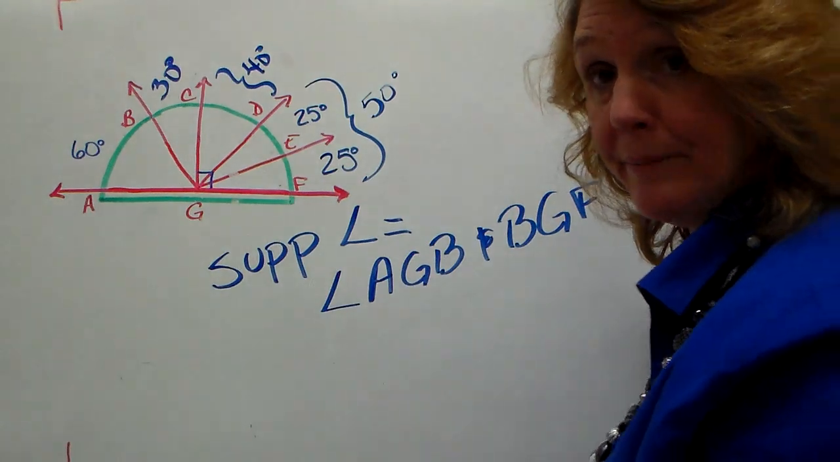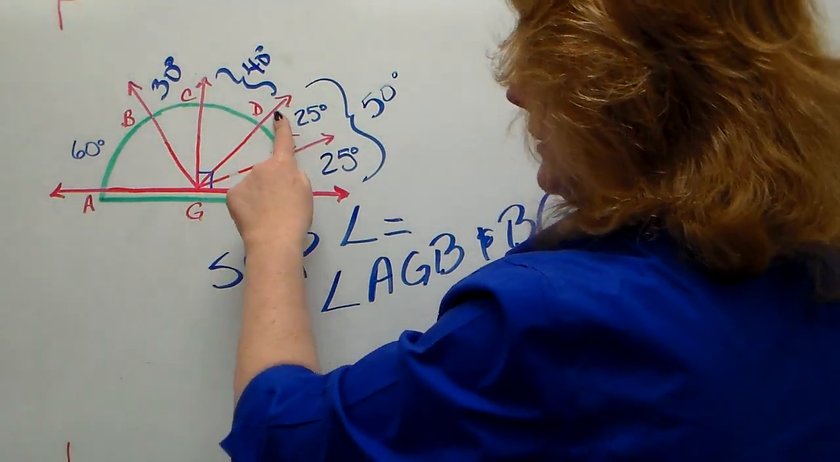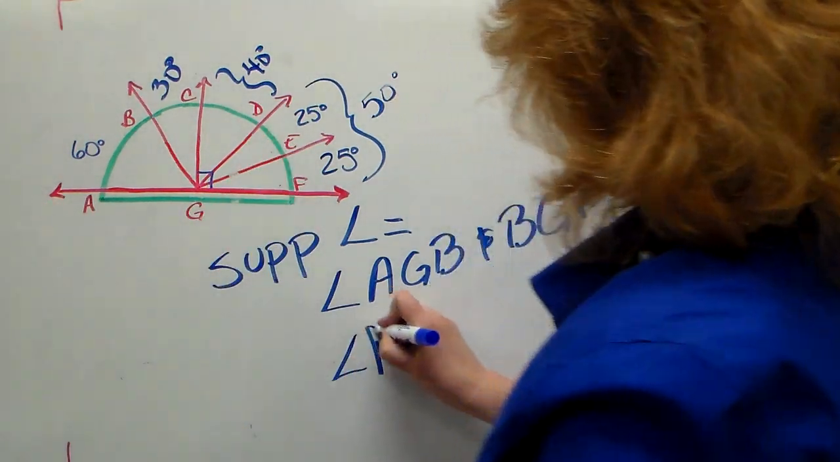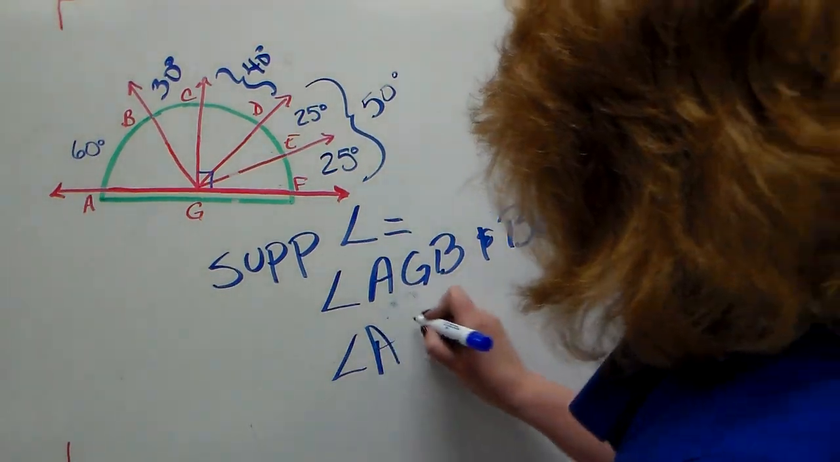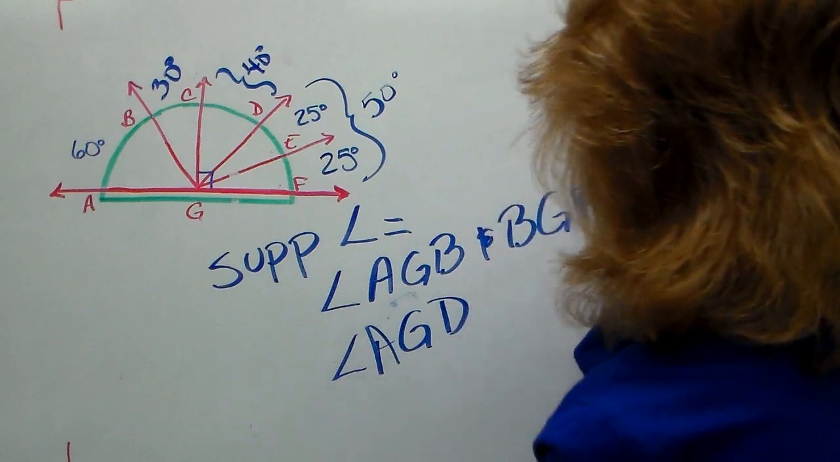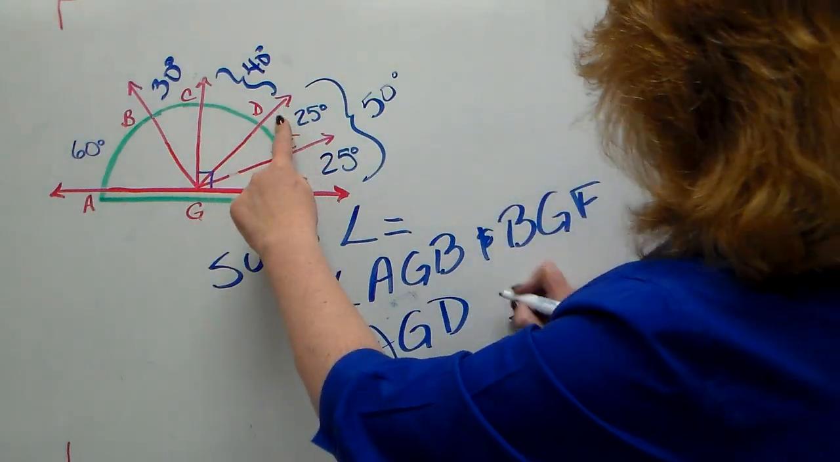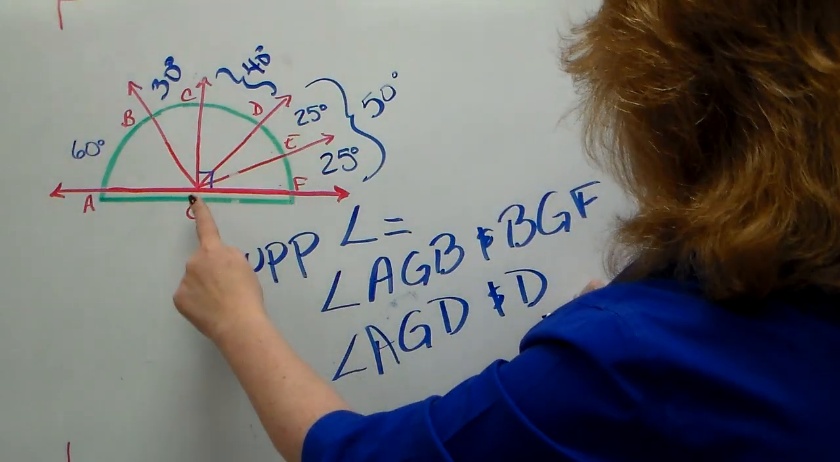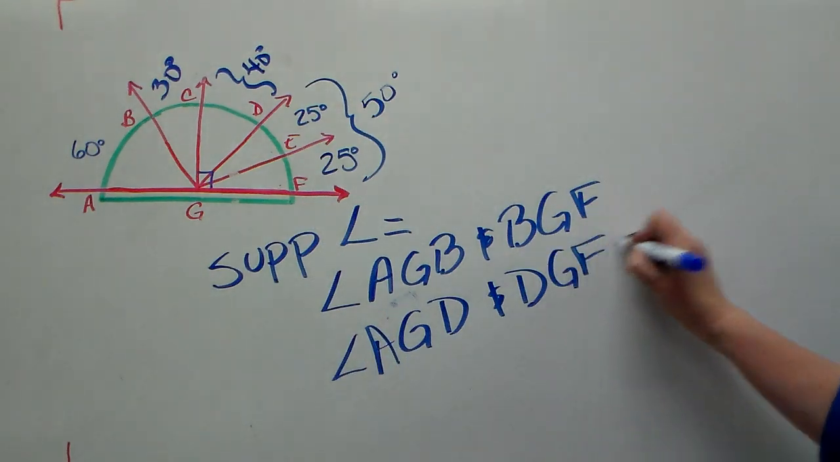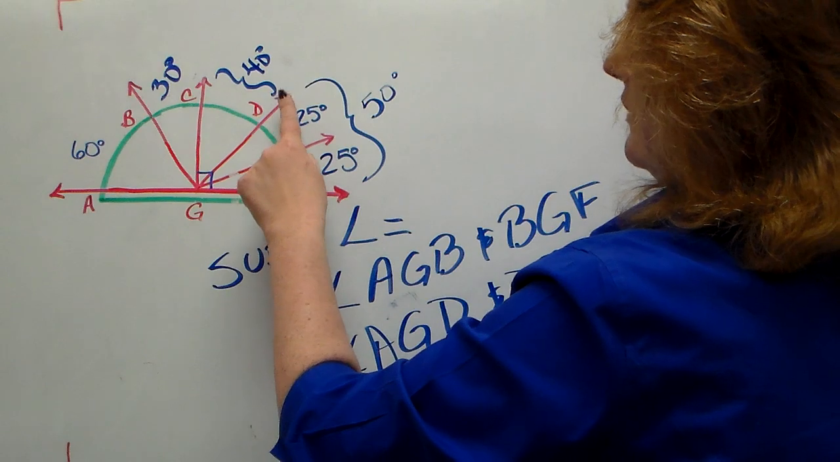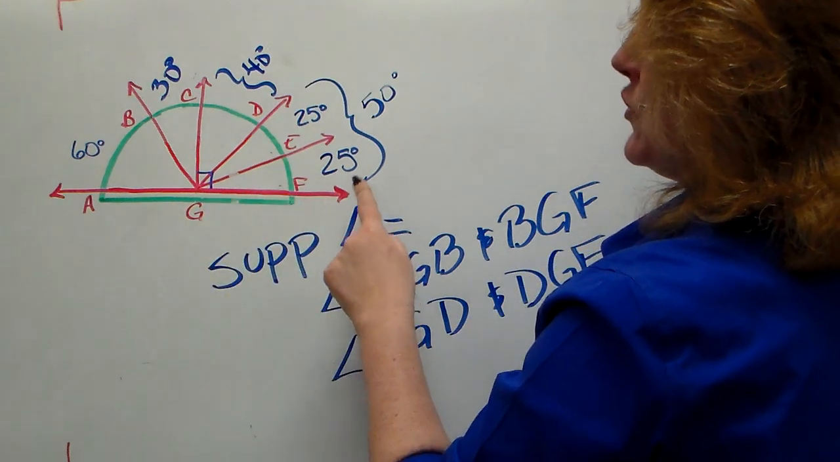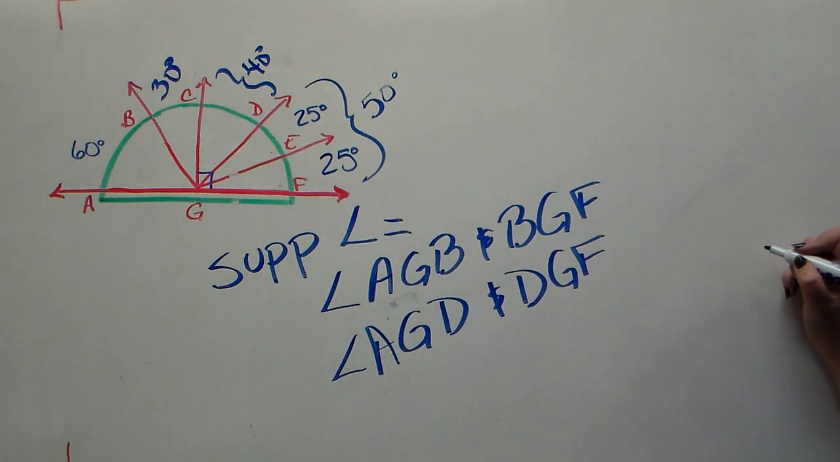I could pick another ray. I could pick this one. Angle AD. Nope. The vertex has to go in the middle. AGD and DGF. Because again, I'm using this ray. So those two are going to add up to 180.